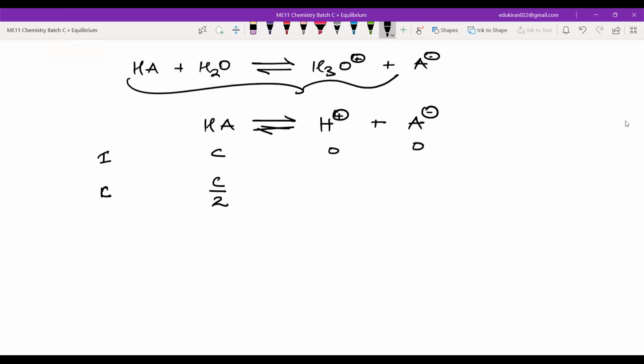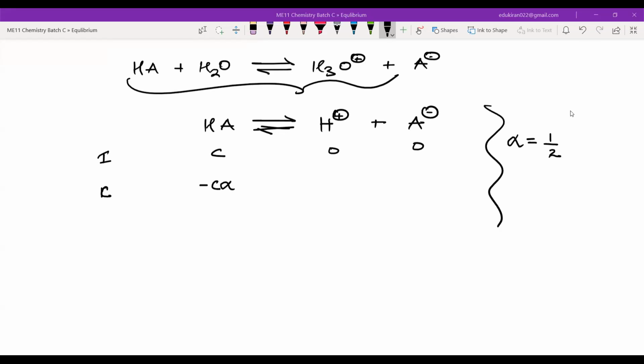Now we said that the degree of dissociation is written as alpha. So alpha is equal to 1/2. That means I can write this as C into 1 by 2, and also I can write this as C into alpha. The change for a weak acid will be C alpha, with a minus sign because it is getting reacted. It is getting reduced. Any problem till here, guys?